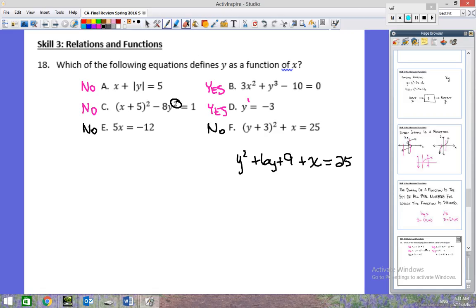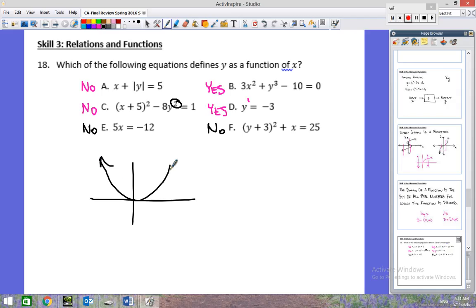If you go to graph that, it's a parabola, but that parabola is opening to the left. If you have a parabola that opens up or down, just like my picture before of the absolute value, that's going to pass the vertical line test. But if you have a parabola that opens to the left or to the right, then it's going to fail the vertical line test.